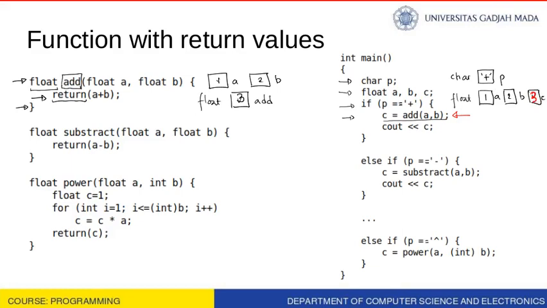So that's how a function with return value will work. So there will be a memory, and this memory will store the value of the return value in this function. For the subtraction, it will work the same as the addition. So you can imagine how it will work.